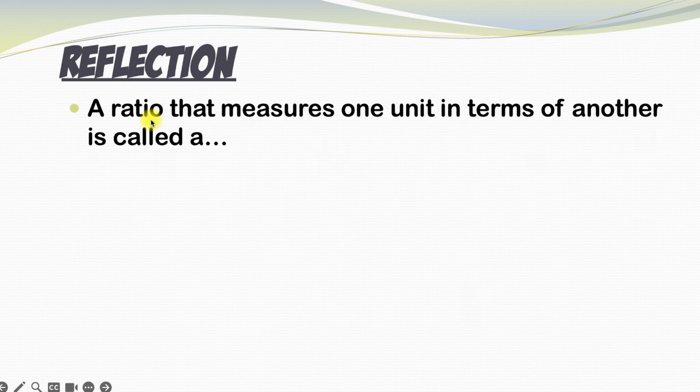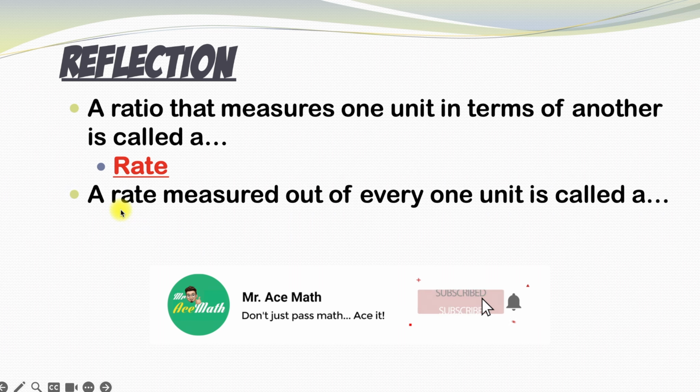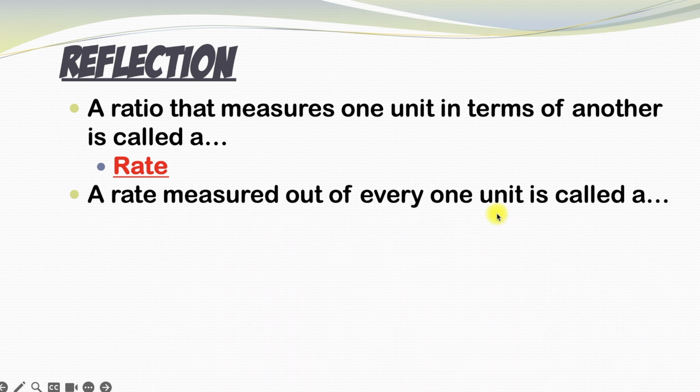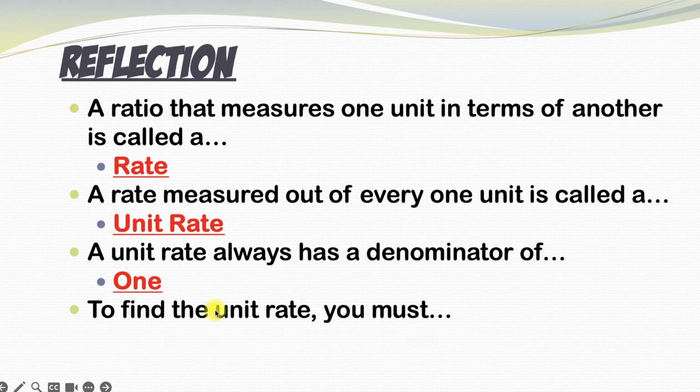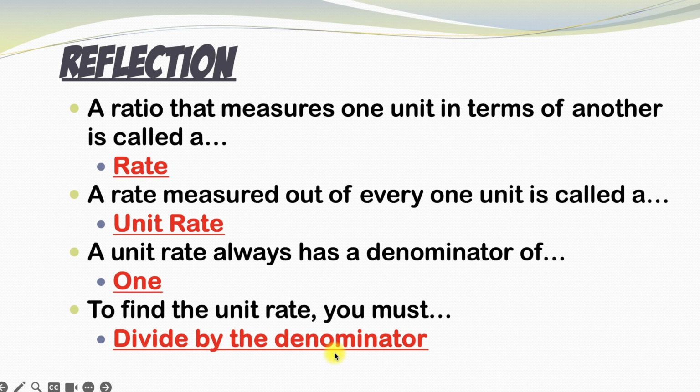So what did we learn today? A ratio that measures one unit in terms of another is called a rate. A rate measured out of every 1 unit is called a unit rate. A unit rate always has a denominator of 1. To find the unit rate, you must divide by the denominator.